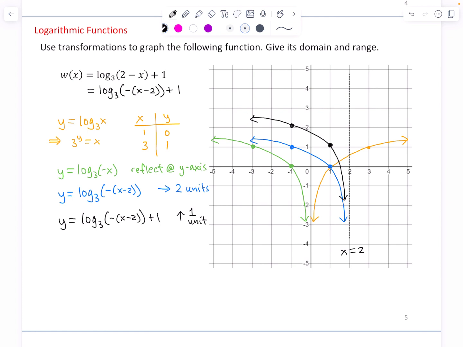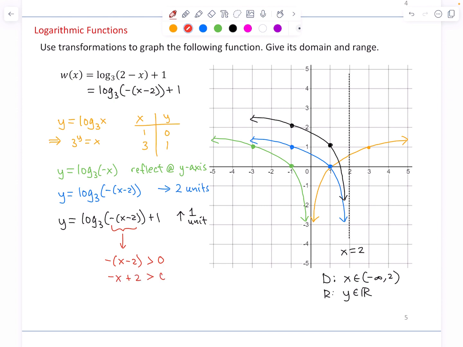Visually, we can see that the domain of the black graph is that x must be strictly less than 2, and the range of the black graph will be all real numbers. The black graph, even though it flattens out, will go up forever and will also go down forever with the asymptote. We can also calculate the domain by grabbing the argument and saying that the argument must be positive, which means that negative x plus 2 must be positive, and if I add x to the other side, the x must be less than 2, confirming what we see in the visual.